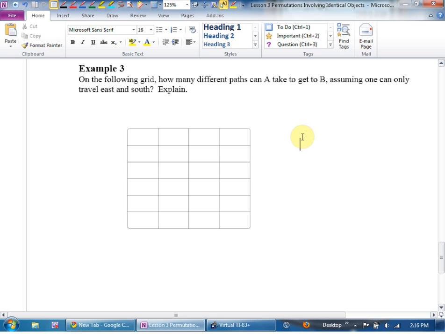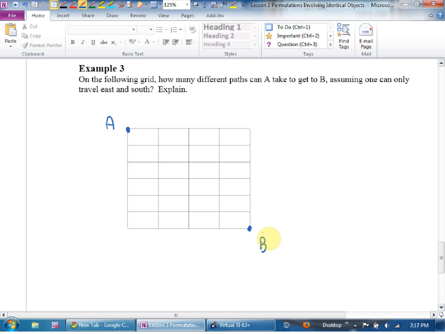In the top left corner, put location A, and in the bottom right corner, put location B. And the question asks, how many different paths can I take to get from A to B as long as I'm not allowed to go backwards, as long as I have to always travel right or down, or east or south? Matt says, almost seems infinite. I'm just waiting until everybody has the picture drawn. Oh, if you could travel backwards, it'd be infinite.